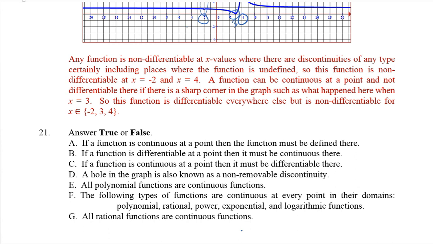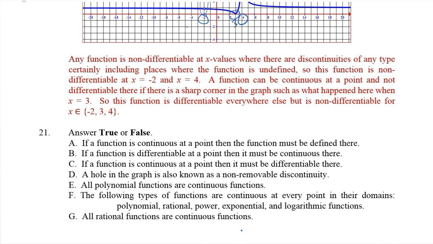So see if you can read those on the screen there and work these out. When you have them worked out, come back and let's check them. Press pause now. Okay, let's read through these again and see if we can answer them as we go here.